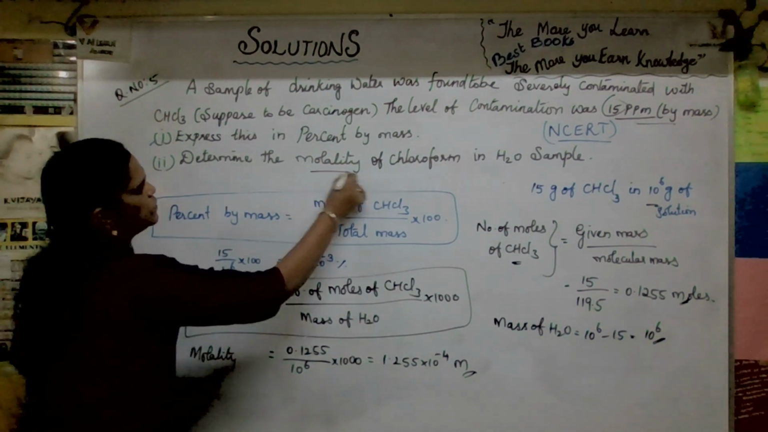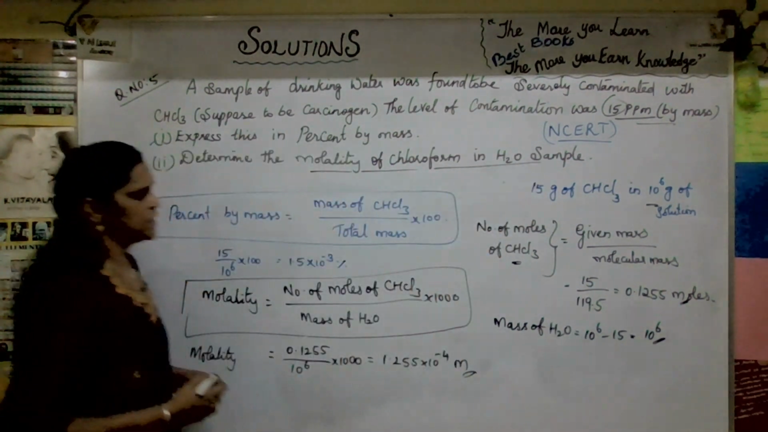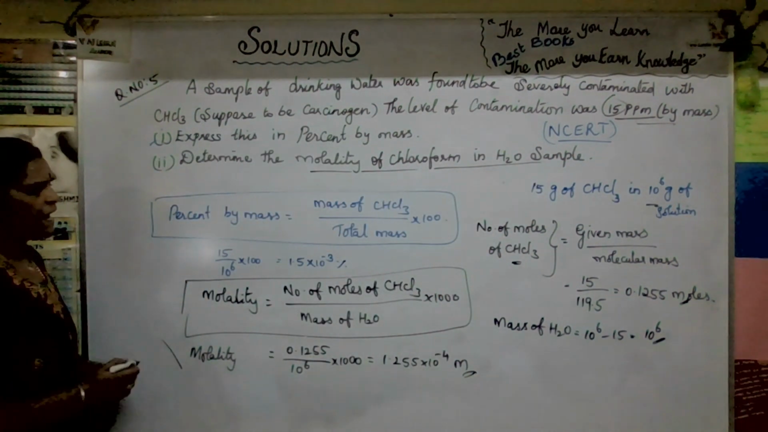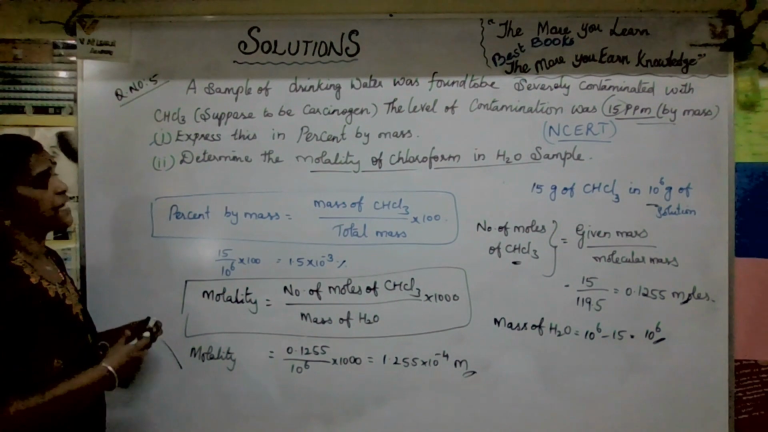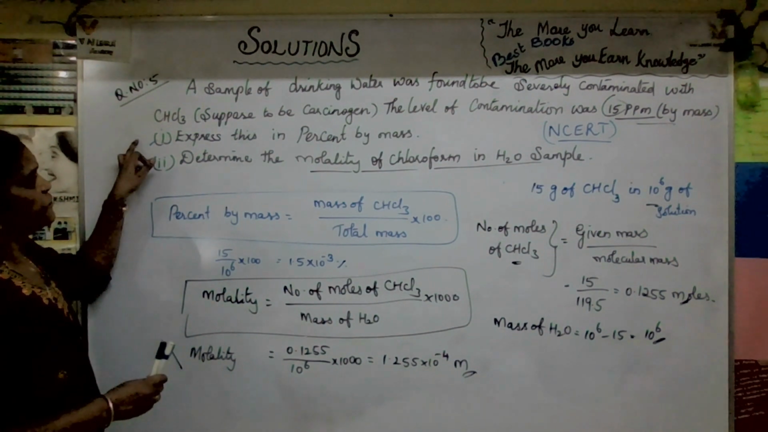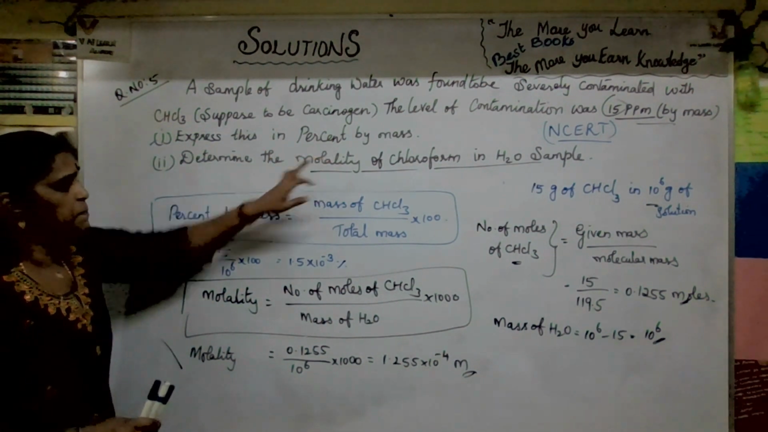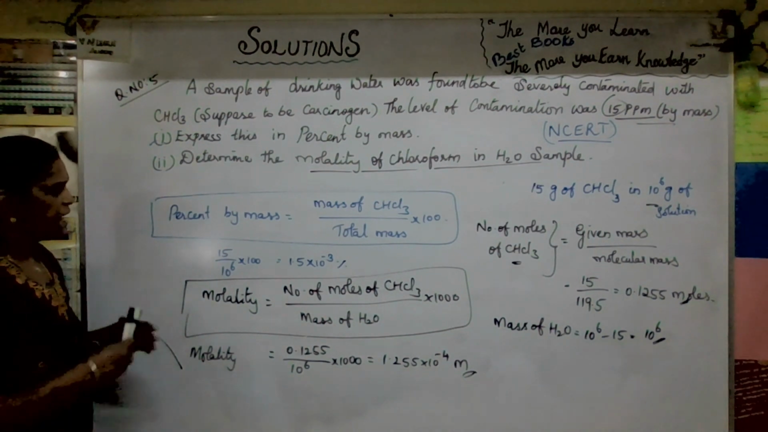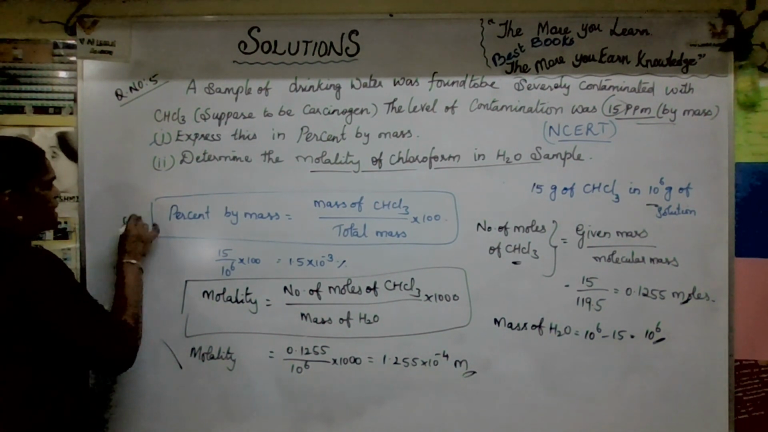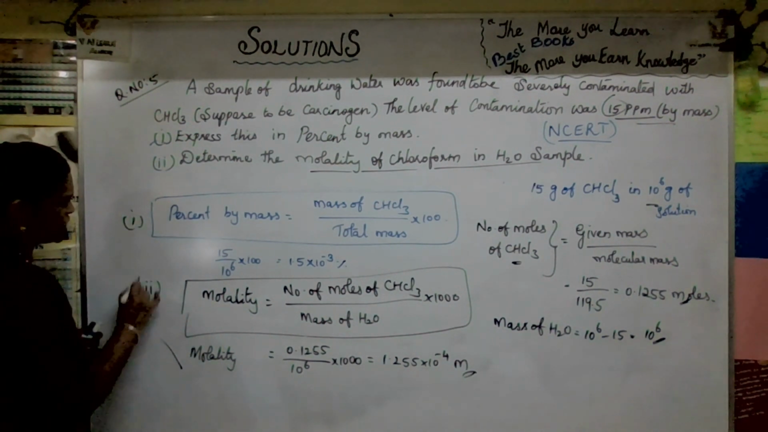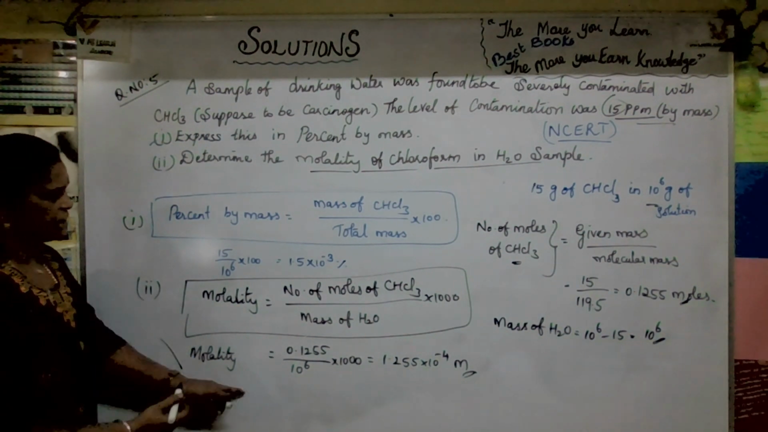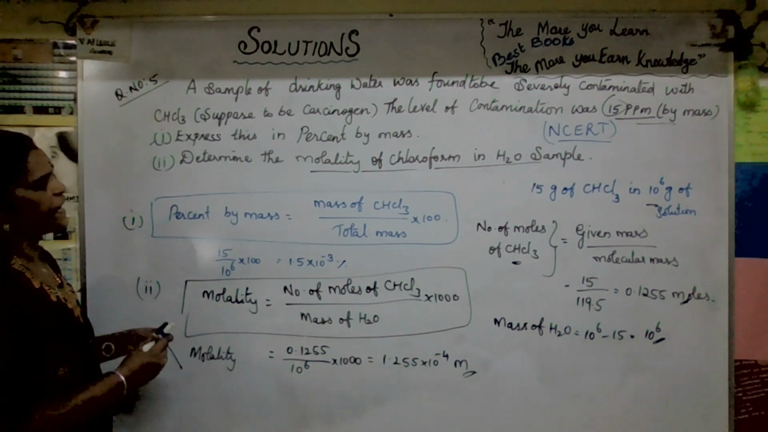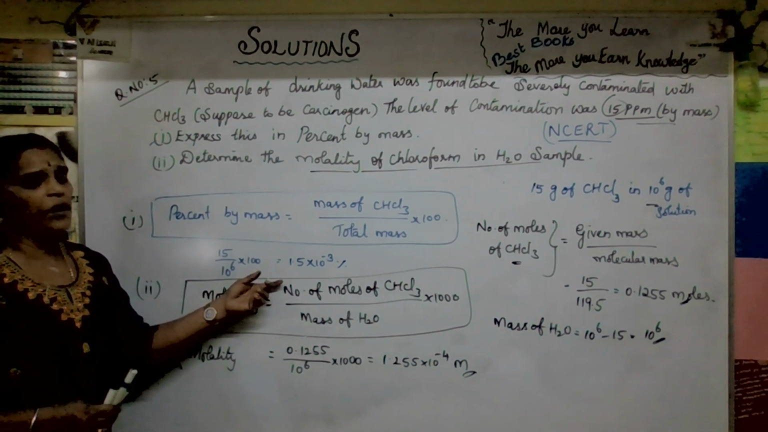of chloroform in water sample. I hope you got an idea how to solve this sum. First and foremost, you have to express in percent by mass. This is that answer. And second one, this is the first answer. And this is the second answer. You have to bring it. Hence, this is the value like you have to bring and write it. Hope you got a better idea about this sum.